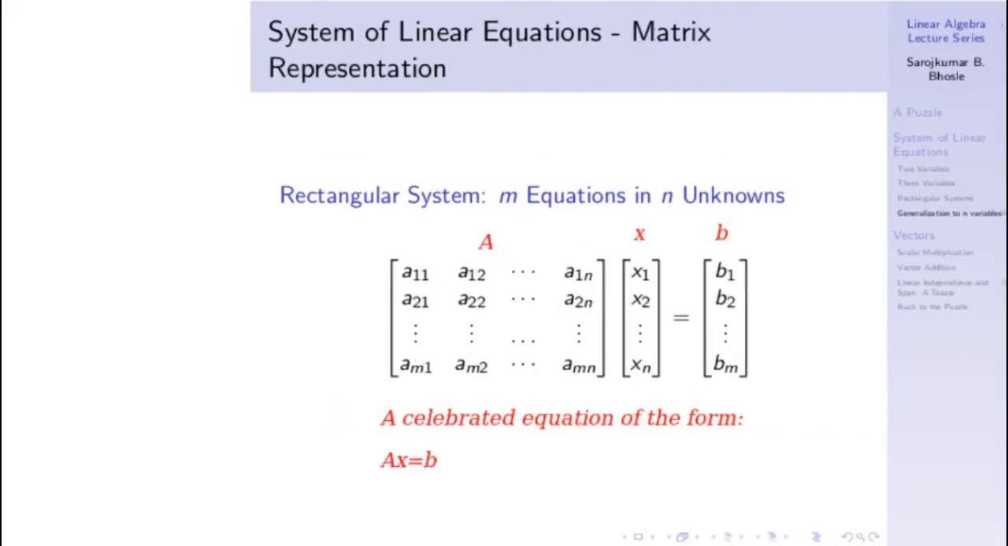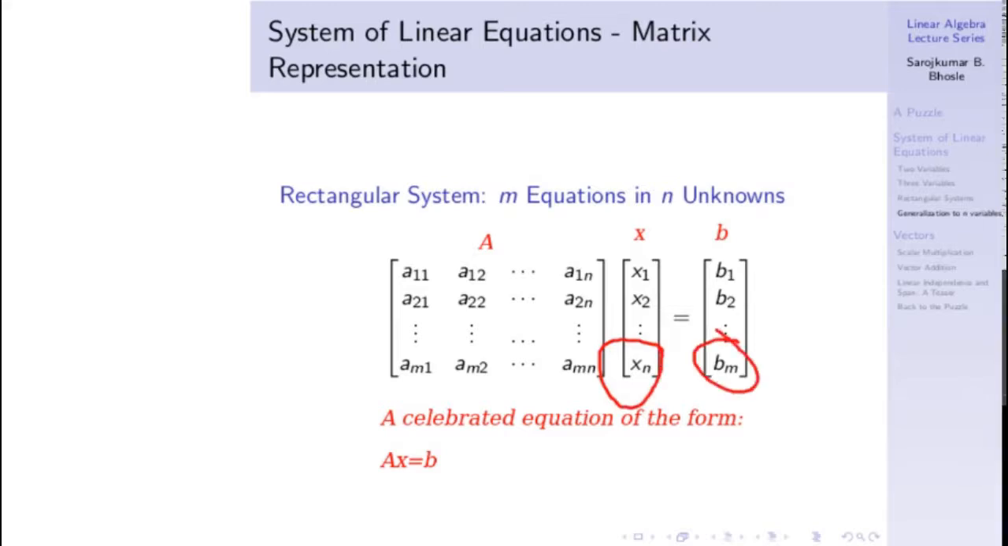Now this system can be represented alternatively in matrix form. This is a very famous, very celebrated equation wherein we can combine all the coefficients into a matrix called the coefficient matrix A. We can combine all the unknowns into a column vector known as the unknown vector x, and we can combine all the constants on the right hand side into another vector called vector b.